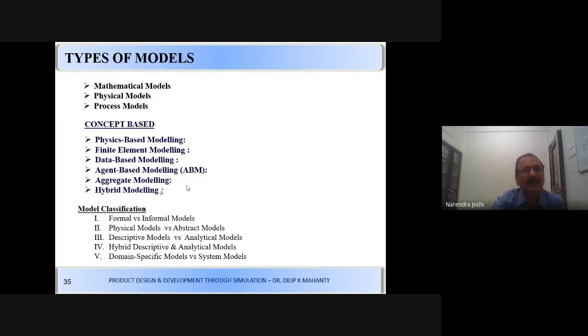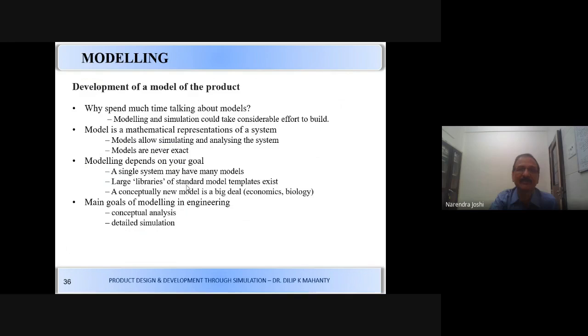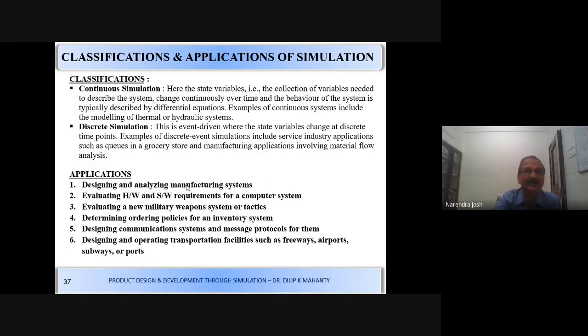Model classification of the product: formal versus informal, physical versus abstract, descriptive versus analytical, hybrid versus analytical, domain specific versus system. So modeling is basically the development of a model of the product. Why do you need to spend so much time? It's easy for understanding the product. It's a mathematical representation of a system or product. It depends on your goal, how you do the model. The main goal of modeling in engineering is conceptual analysis and detailed simulation. This detailed simulation is very important for achieving good product goals.